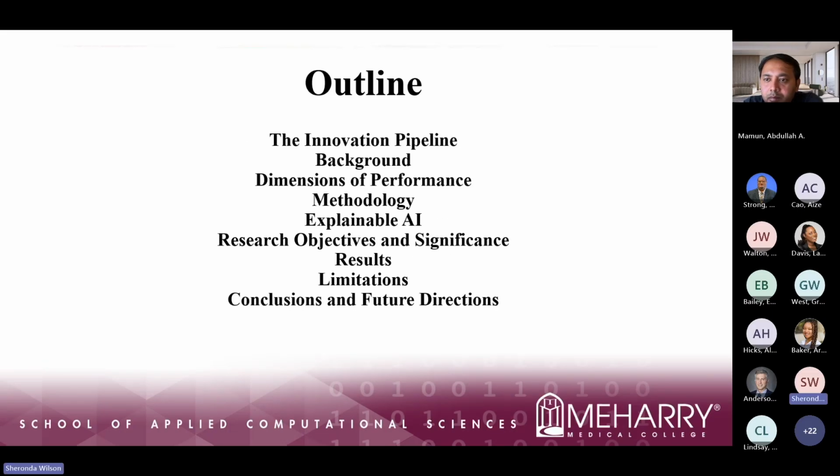I will briefly walk you through the innovative pipeline, the background, dimensions of performance, the methodology, explainable AI, research objectives and significance, the results, limitations, conclusions, and future directions.